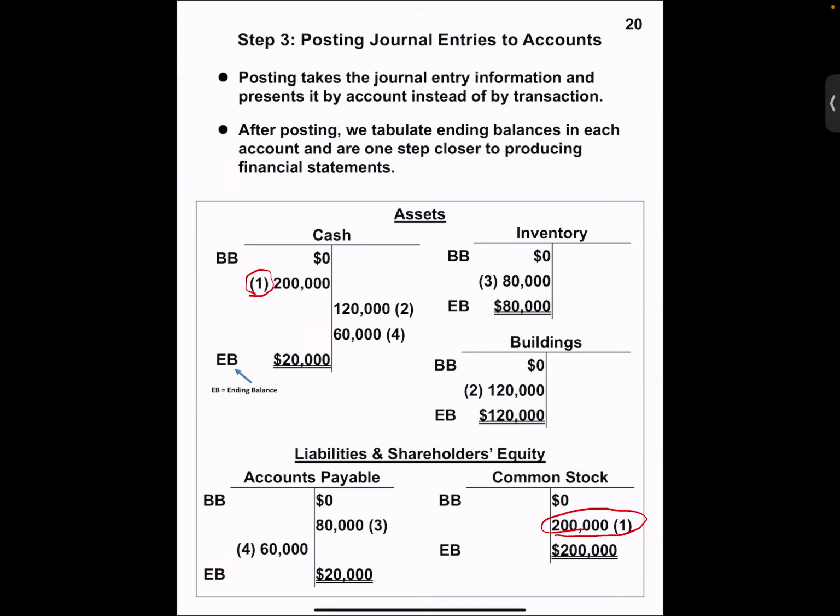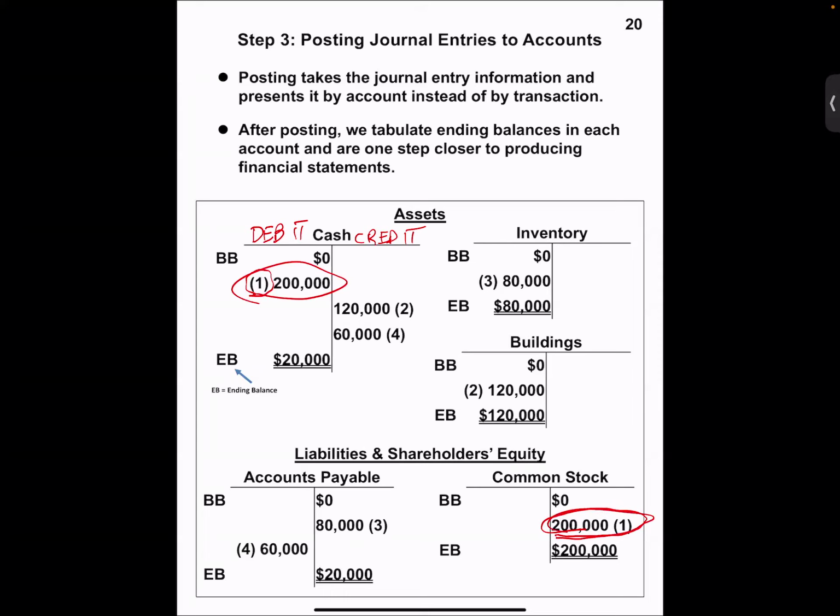We post it to the cash account. So there's a T account. Here's the debit side of the account. Here's the credit side. Same for every account, right? So we go back to that journal entry. We saw that we debited cash 200,000. We credited common stock 200,000.